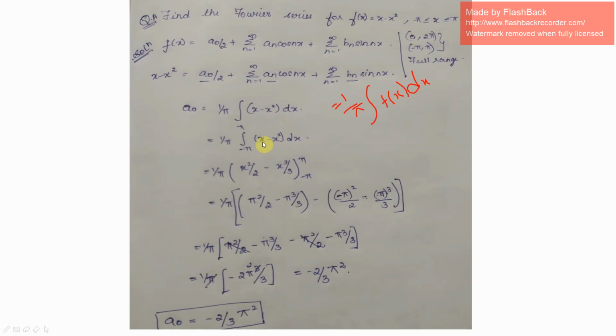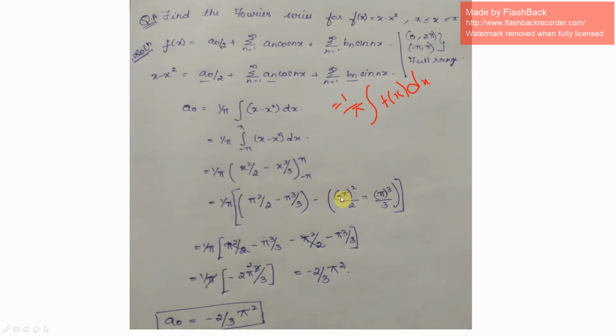Now, integration of x is x squared by 2 and integration of x squared is x cubed by 3. Now I'm going to apply the upper limit and the lower limit. So here I have pi squared by 2, that is, instead of x I apply the upper limit, minus pi cubed by 3, minus the lower limit. So here instead of x I replace it by minus pi the whole square by 2, and instead of x cube I replace it by minus pi the whole cube by 3.